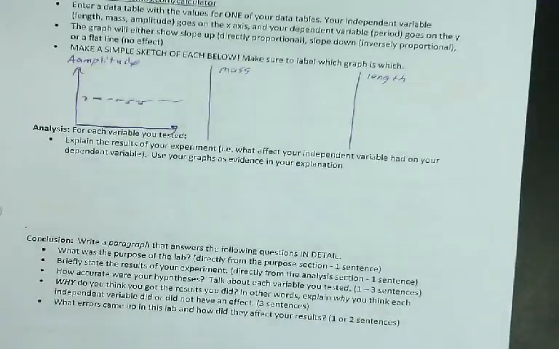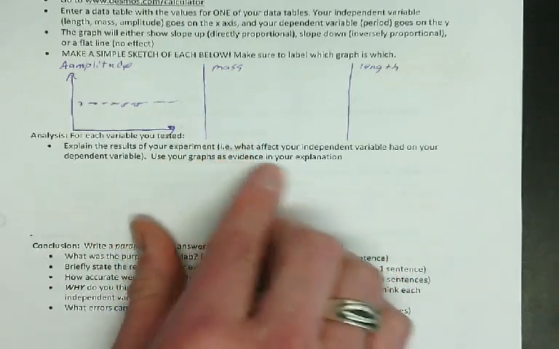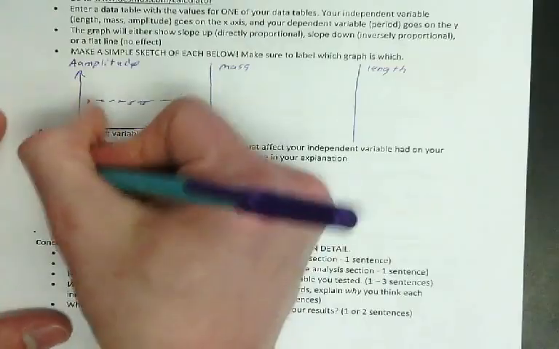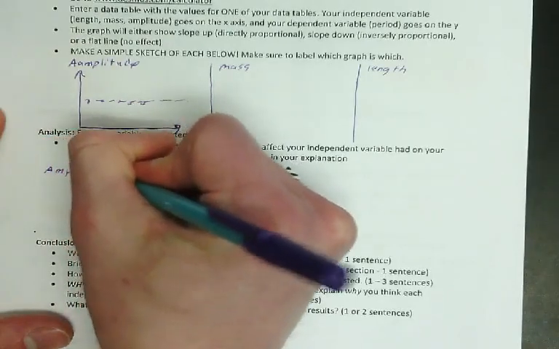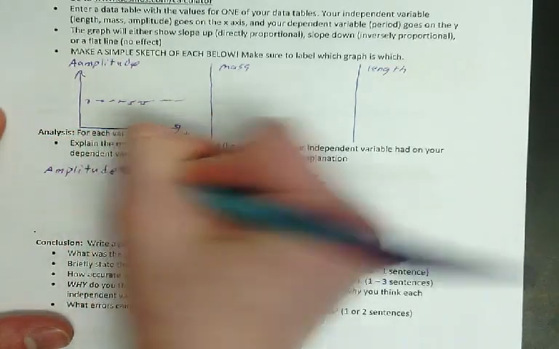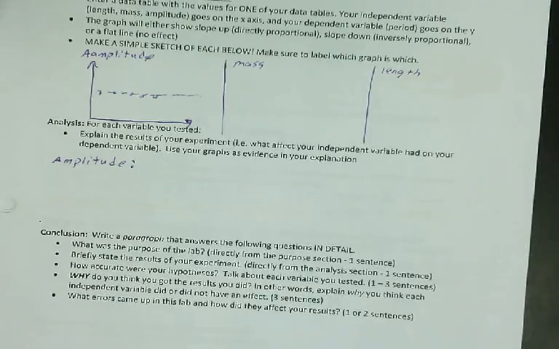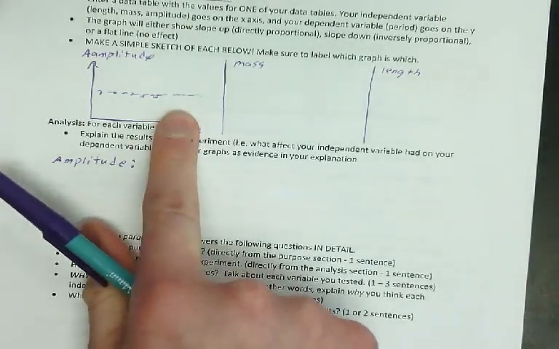Once you've got the graph taken care of, now you're ready to do the analysis. So explain the results of the experiment, i.e. what effect your independent variable had on your dependent variable. Use your graphs as evidence in your explanation. So let's go into amplitude together. Okay, so for amplitude, here's what it would look like. I'm looking at my graph, and my graph is a flat line. That tells me there's no effect.